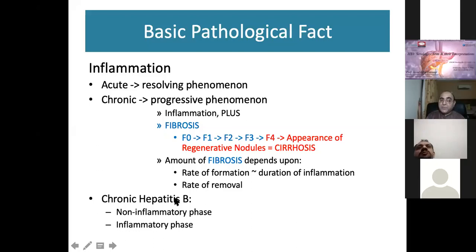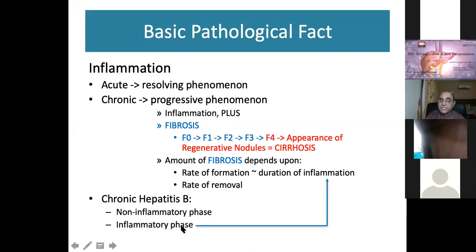Chronic hepatitis B has two phases. At times it is a non-inflammatory phase: infection is there, but there is no pathological inflammation. And then there is the inflammatory phase, and this is the phase which determines the duration of inflammation. If this inflammatory phase stays for a longer period, it will lead to a lot of formation of fibrosis, and if the fibrosis increases, cirrhosis will be the ultimate outcome.